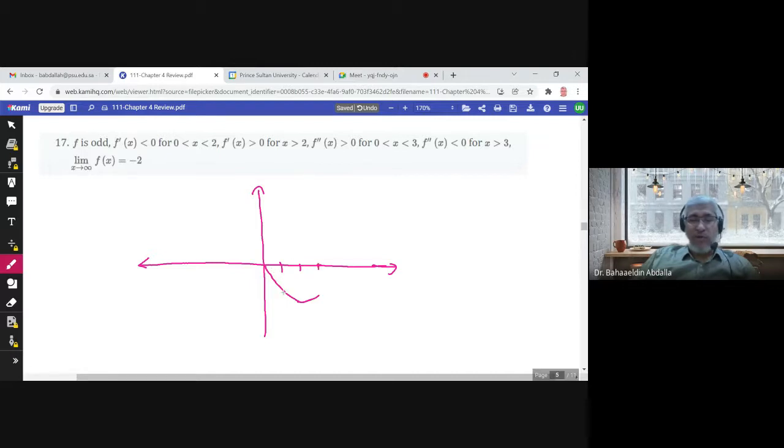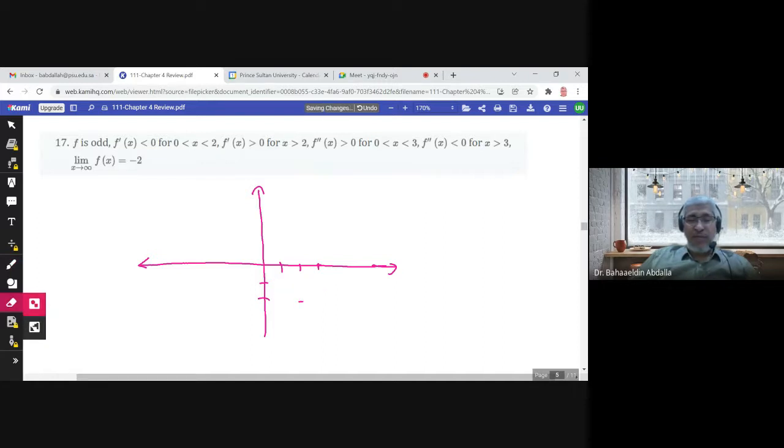So from 0 to 3, the function is concave up. Okay, this is good. The function is concave down from 3 to infinity. So it would be concave down like this. When x approaches infinity, the function approaches negative 2. Okay, so we understand from here that the line y equals negative 2 is a horizontal asymptote.